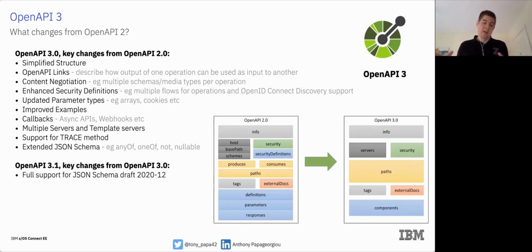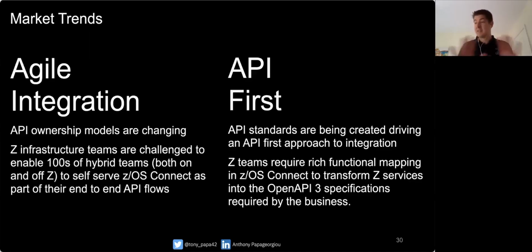But again, for a provider, we need that kind of functional mapping. It becomes quite essential. So basically, these are the two things that are going to become extremely important over the next few years. We need to keep pace with them. So we've got our agile integration there, and we've got our API first. Z is no longer the boss.